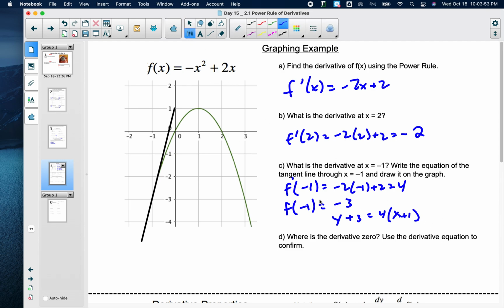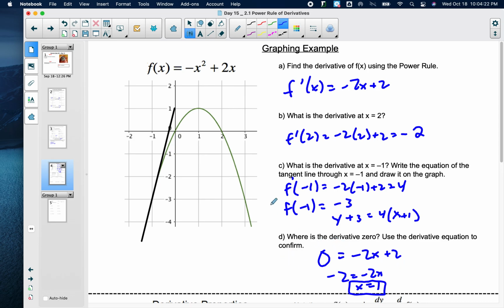Okay, so if I want my derivative to be 0, the derivative is f prime of x. I'm going to set that equal to 0 and solve. So 0 equals negative 2x plus 2. I subtract 2, and then I end up getting x equals 1. Okay, so this is the process of finding positions of max and mins. The max and mins are where the derivative is 0. It's neither increasing nor decreasing.